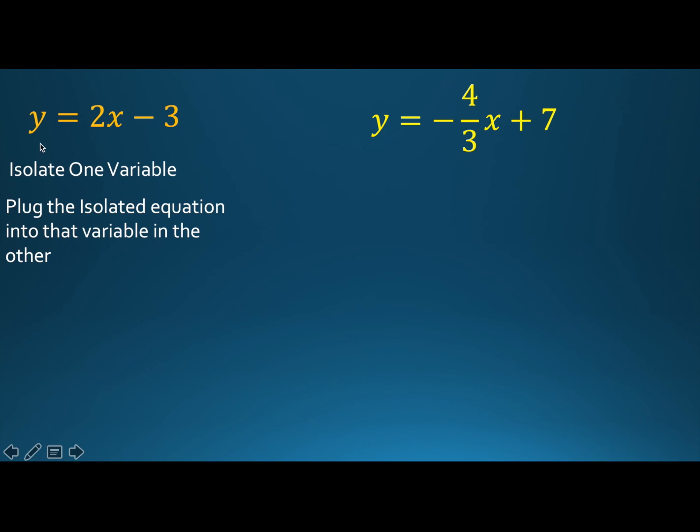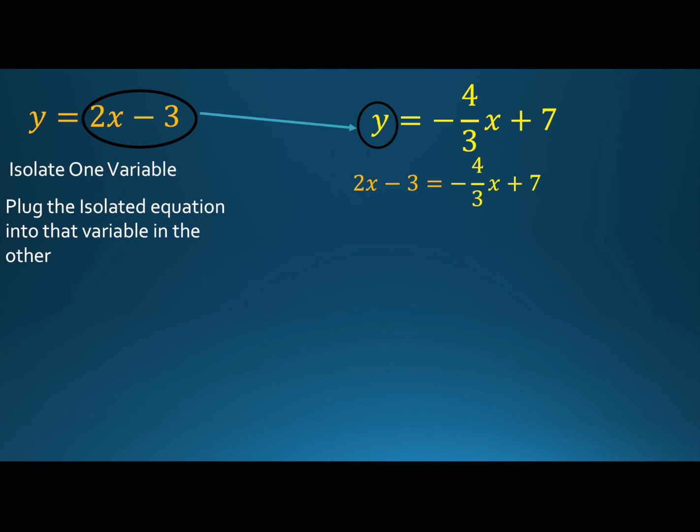Anytime we see a y in the second equation, we're going to plug in 2x minus 3 for that y, since we are given y is equivalent to 2x minus 3. So here's our y. We're going to plug in 2x minus 3 into that y, like so.